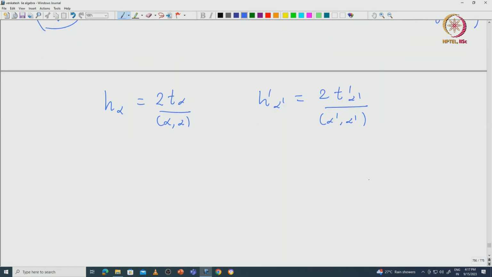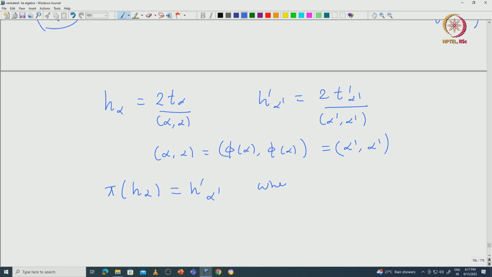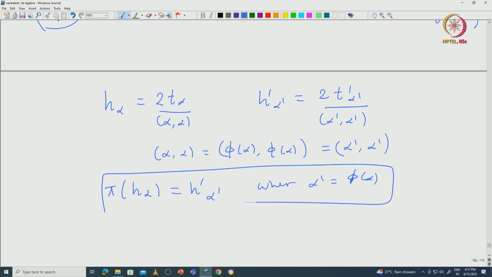Now, since pi is actually an isometry, the inner product alpha alpha will be the same as the inner product pi alpha pi alpha. So, if you call pi alpha, alpha dash, then this is the same as alpha alpha dash. That implies if you take pi of H alpha, then that should map exactly to H dash alpha dash, where alpha dash is nothing but pi of alpha. Okay. So, that is how it is all mapped. Everything is compatible right now. So, you have this T alpha basis, that is also there, this H alpha, that is also there, and these compatibilities are there.